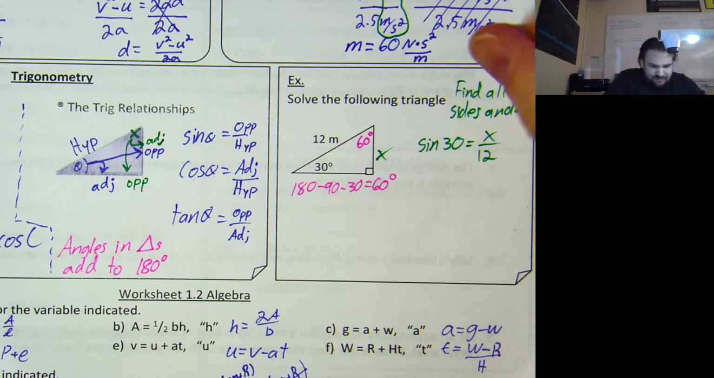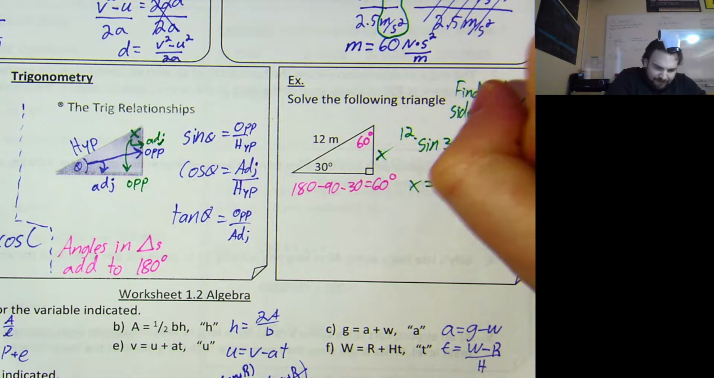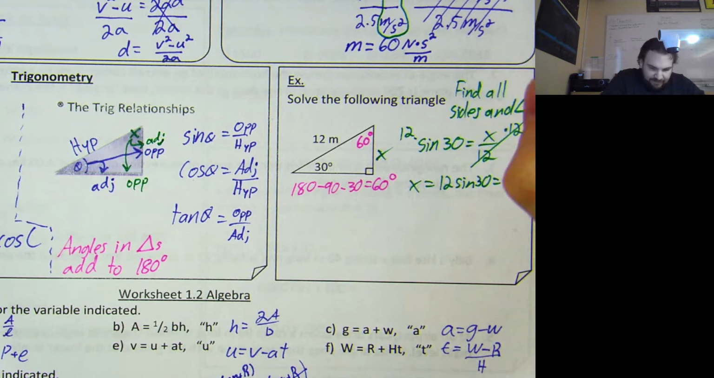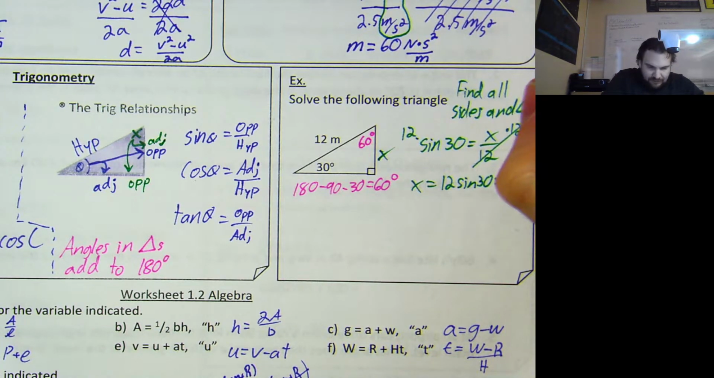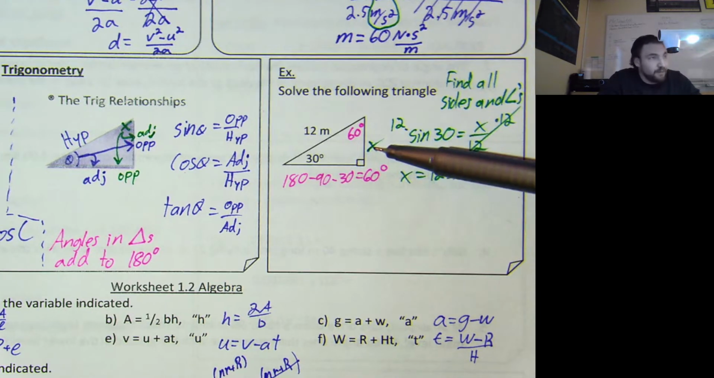Kind of, yeah. Yeah, multiply 12 on both sides, so I'm going to get x equals 12 sine 30, which is what? Fantastic. If I didn't want to use sine for this guy, what could I have done instead?